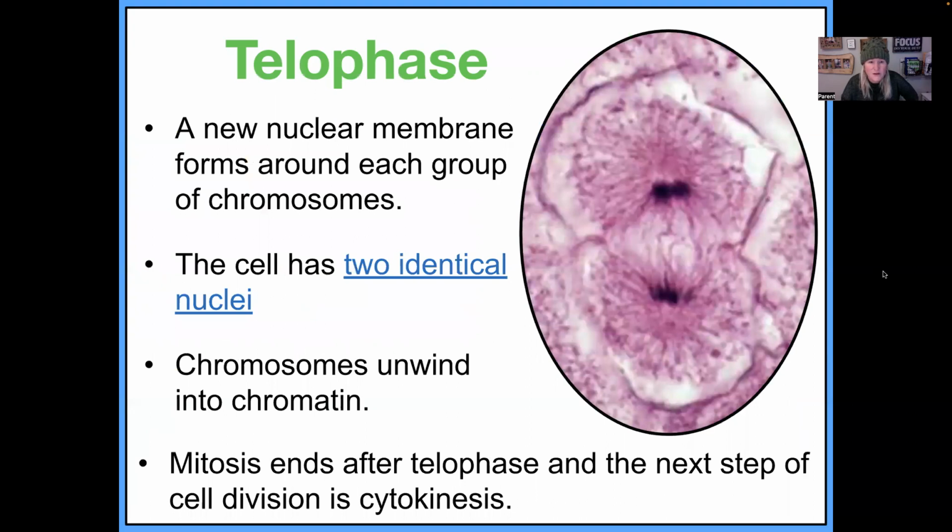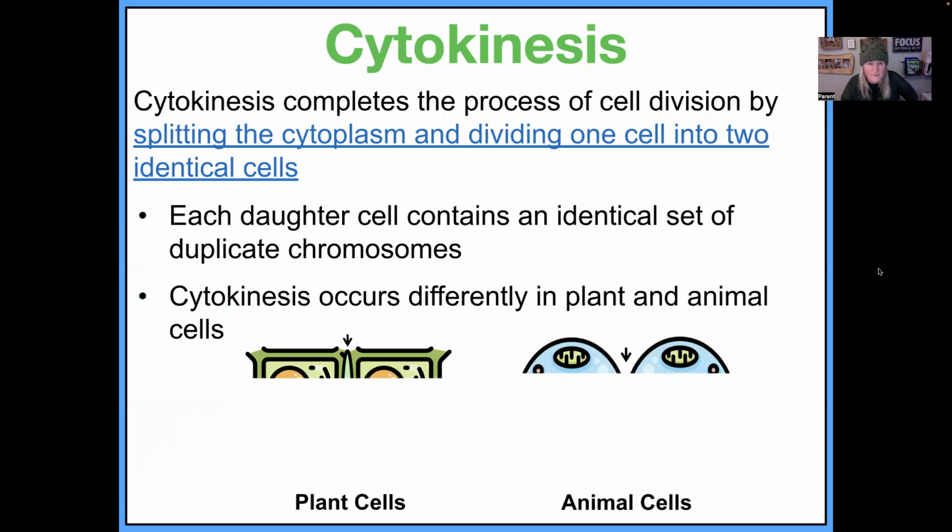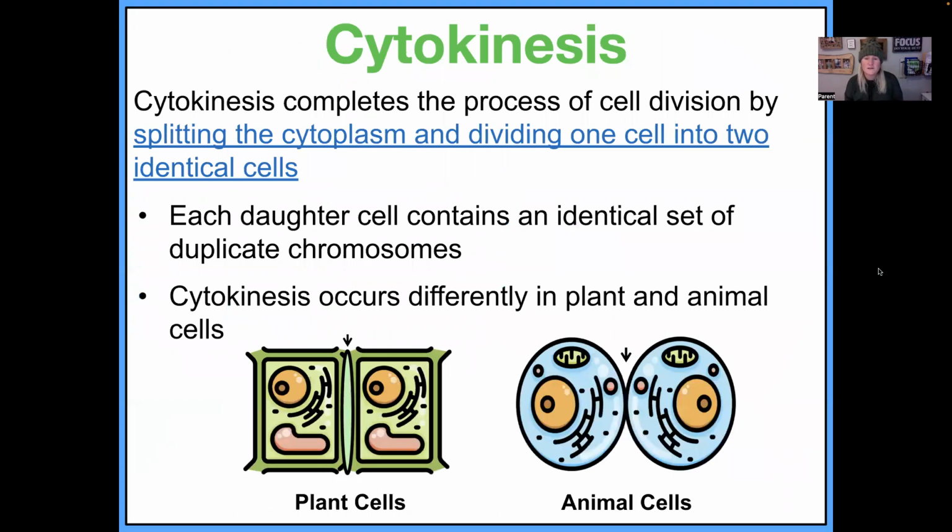Telophase, a nuclear membrane forms around each group of chromosomes, so you can start seeing it here. The cell has two identical nuclei. Chromosomes unwind into chromatin. Mitosis ends after telophase, and the next phase of cell division is cytokinesis. Cytokinesis completes the process of cell division by splitting the cytoplasm and dividing one cell into two identical cells. Each daughter cell contains an identical set of duplicate chromosomes.